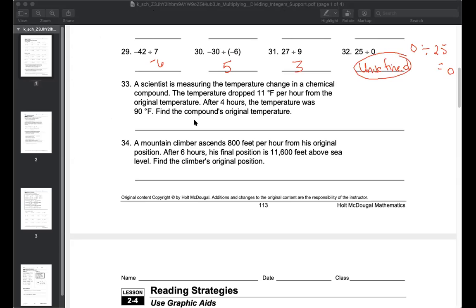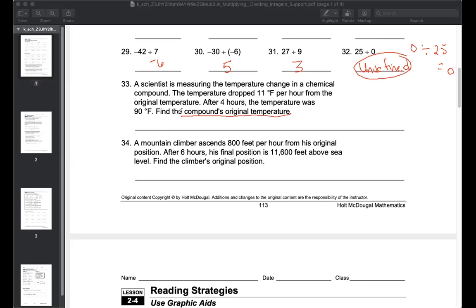All right, let's look at this word problem. It says a scientist is measuring the temperature change in a chemical compound. The temperature dropped 11 degrees Fahrenheit per hour from the original temperature. After 4 hours, the temperature was 90 degrees Fahrenheit. Find the compound's original temperature. All right, so there's a lot here, but what is it asking me to do? To find the original temperature. Okay, good. So I have to find the compound's original temperature.